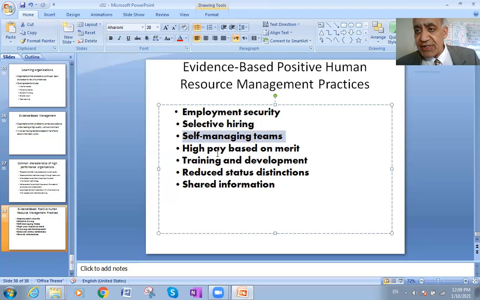You will work in teams which will be self-managing. Team means you are not ordering or directing them. You tell them the objective and how to reach it, and they will do it. High pay based on merit: the very good people, the hard-working people should be distinguished, and they should be rewarded more than others who are not working. Training and development is a continuous process. Reduce status distinctions as well, and share information.